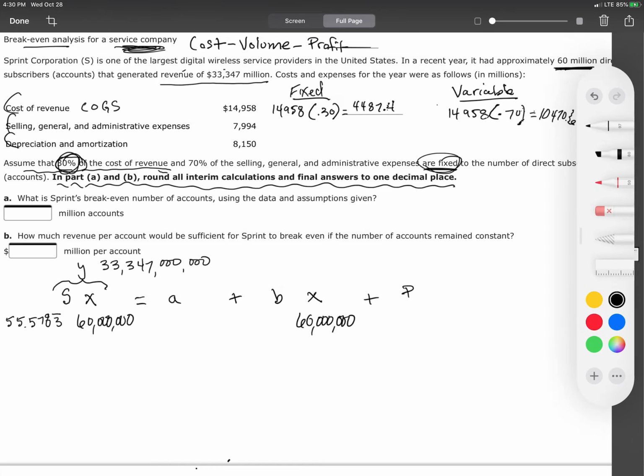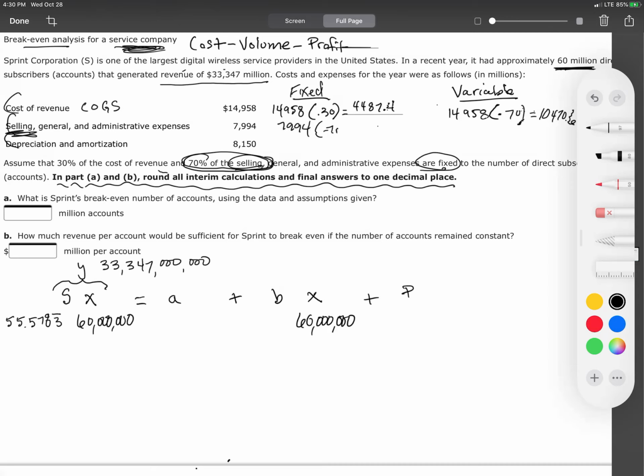Now the author's going to play with our minds. The next cost is selling. He says, selling, 70% of selling are fixed. Okay. The selling is 7,994, and 70% are fixed. That means that 30% are variable.